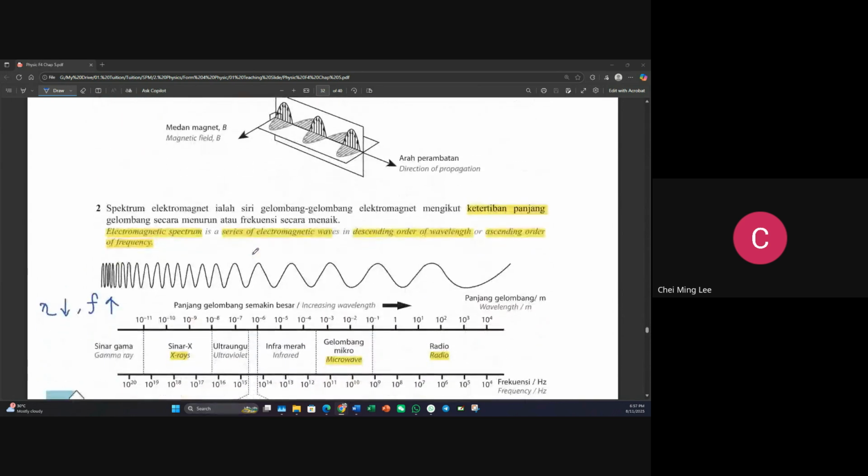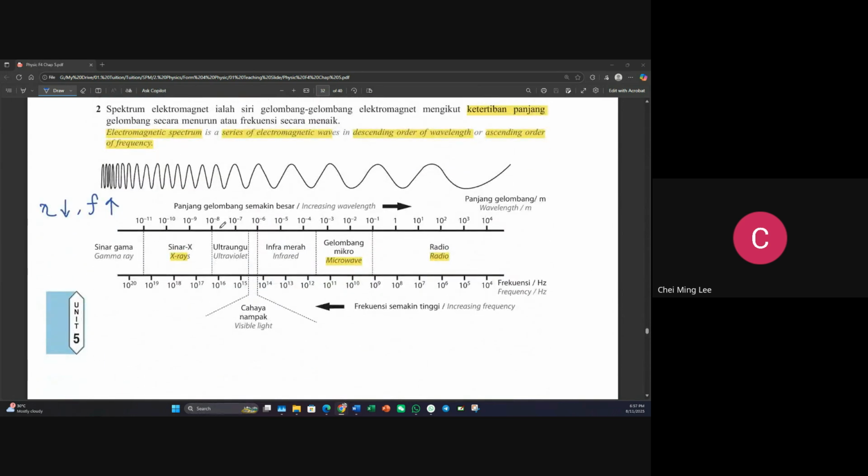Done, so this is how it looks. Your gamma ray falls under this category, followed by X-ray, microwave, and radio. My suggestion is you copy this out and try to memorize these three.